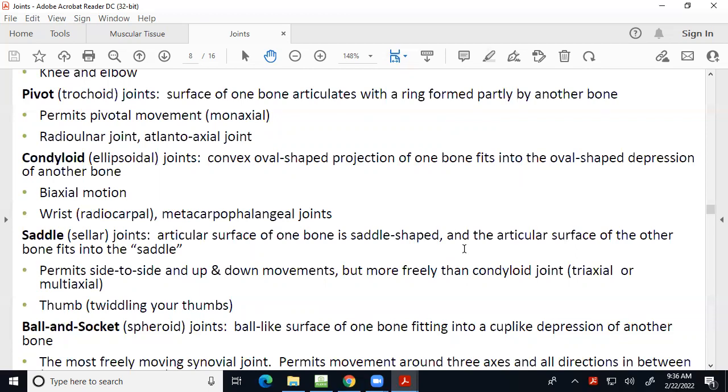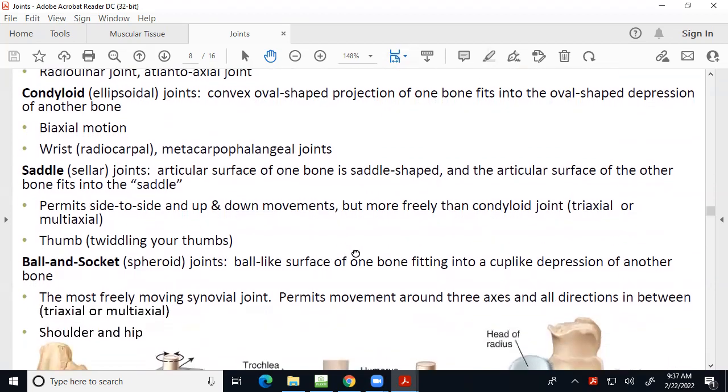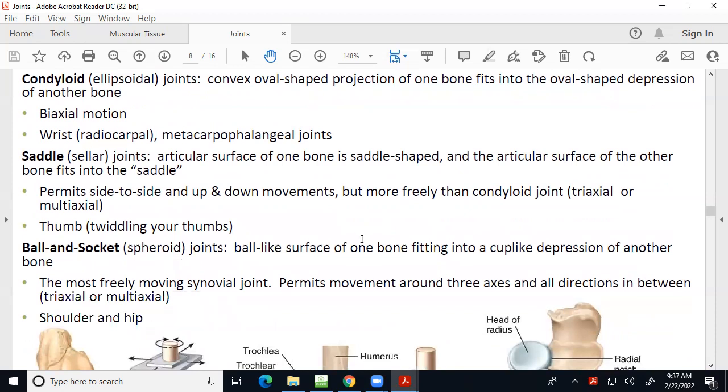And then the atlantoaxial joint is between the atlas and the axis. Hopefully everybody remembers the atlas and the axis are the fancy terms for your first 2 cervical vertebrae. C1 is the atlas, C2 is the axis. If you remember back in our axial lecture, the axis has that little projection going up. We call that the dens, or dens process, that fits inside of the atlas, and that's how we form this kind of ring, and it pivots. So that allows you to shake your head no.